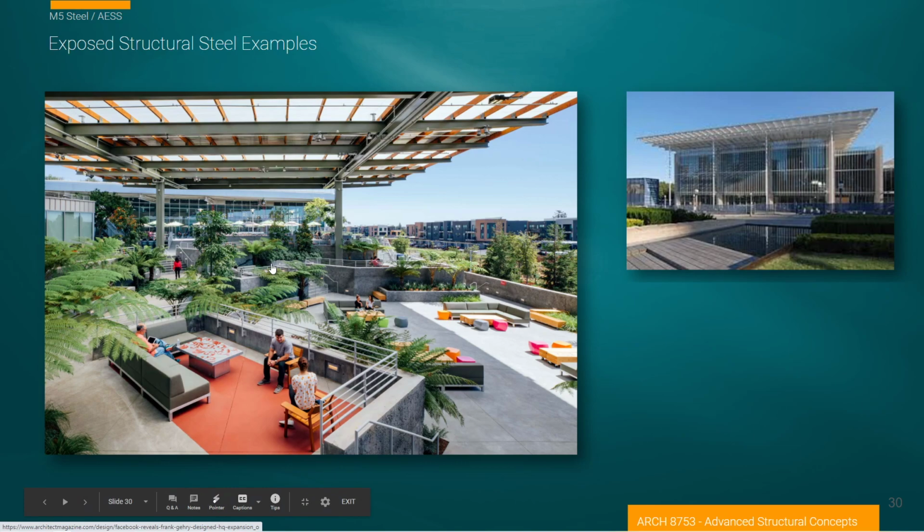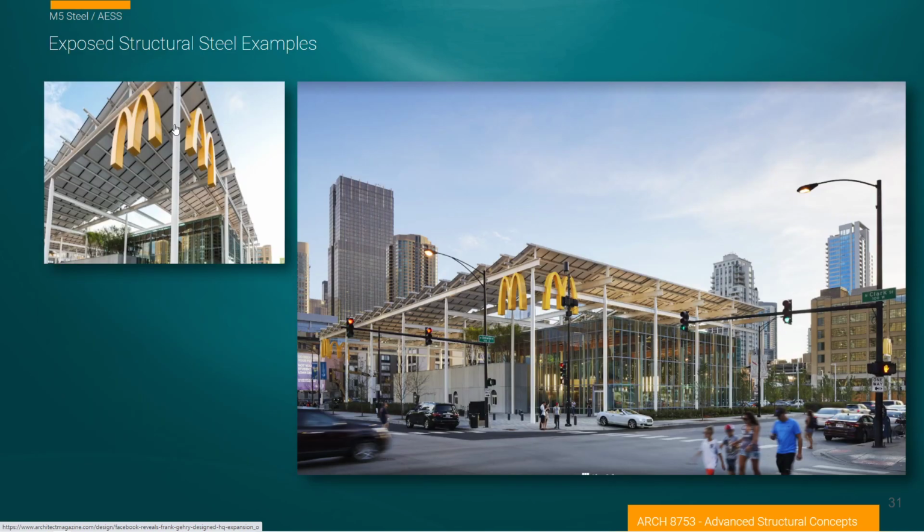So here we have, I think this is like a Google headquarters building. This is an outdoor area with the same kind of metal structural system overhead. It looks like steel with wooden secondary members to it. And here it is, very similar.